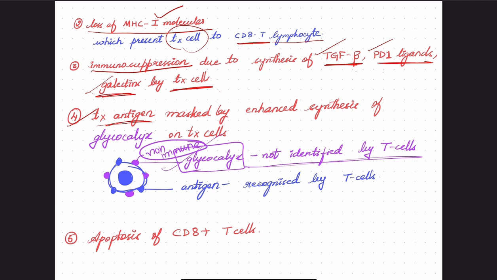The tumor cells cannot be recognized by the T cells, so they escape the immune response, and there can be an apoptosis of CD8 T cells. These are the various methods by which the tumor cells escape the host immune response and survive. And anyways, in immunocompromised patients, like in HIV/AIDS or in immunosuppressant therapies, the T cell count is already low. They have a weaker immune system.